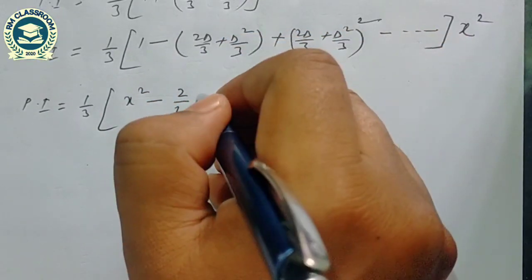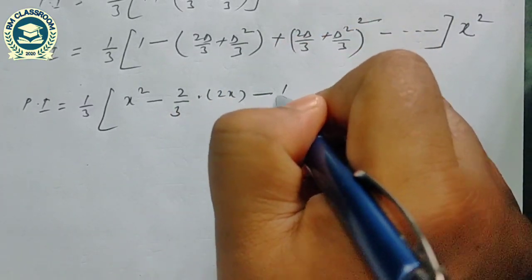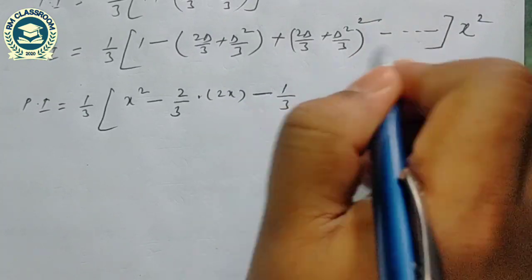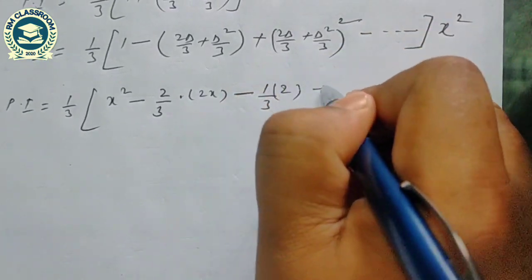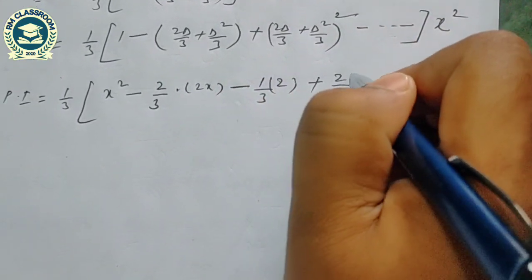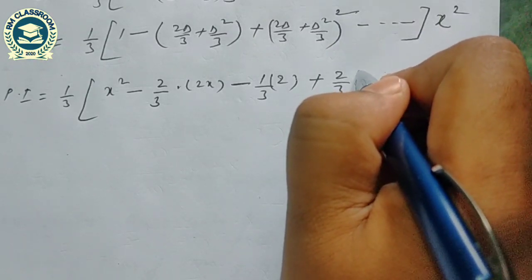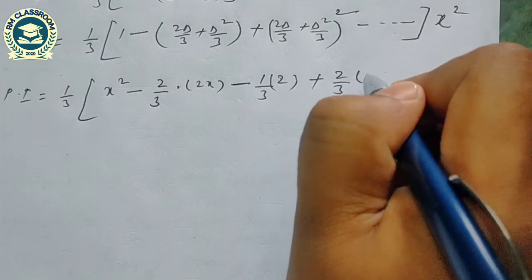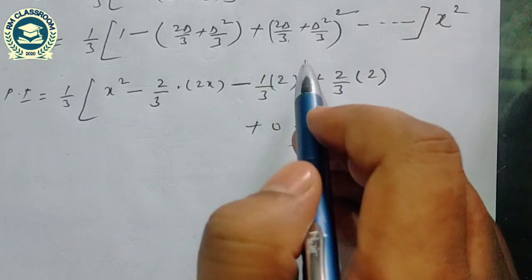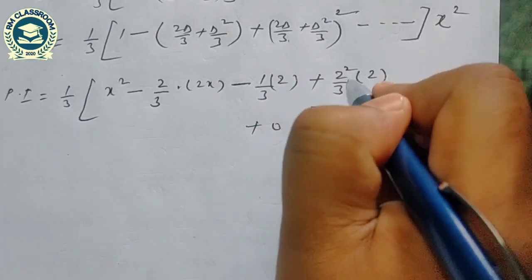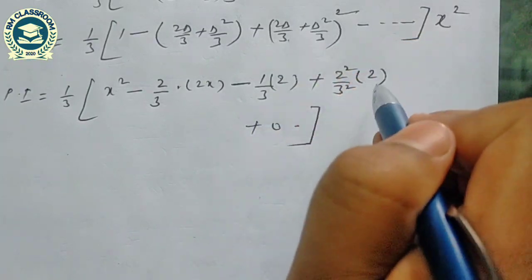Derivative of x square is 2x, minus 1 by 3 derivative of x square 2 times, so 2, plus 2 by 3. Derivative of x square is 2, plus 0, because here 2 by 3 whole square, so 2 square by 3 square, D square, and after that D cube and D^4, the derivative will be 0.